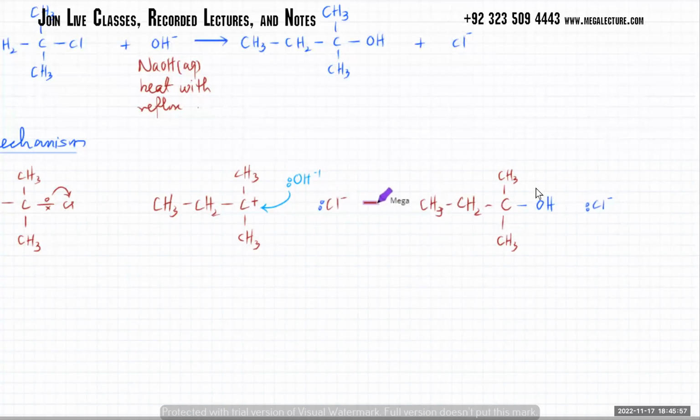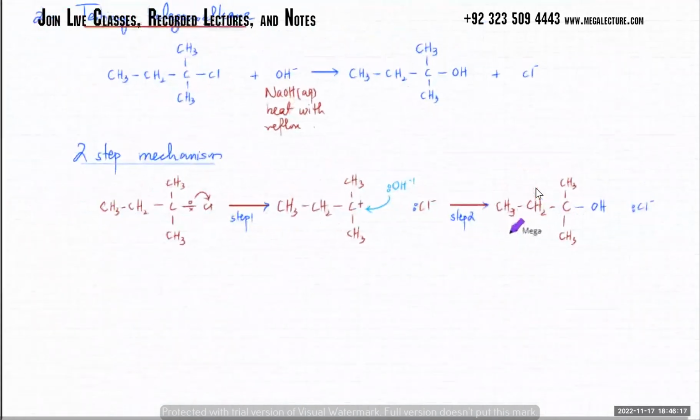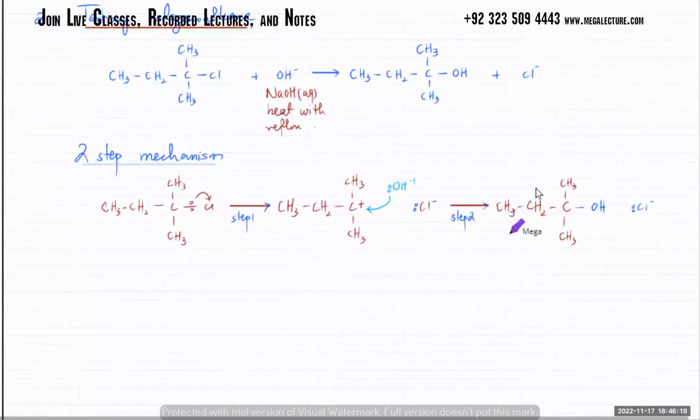अच्छा, but this time it's a proper two-step mechanism. It's not one step. पहले एक चीज होती है, then the other thing happens. So here's your step 1 and here's your step number 2. अच्छा, तो carbocations get formed.